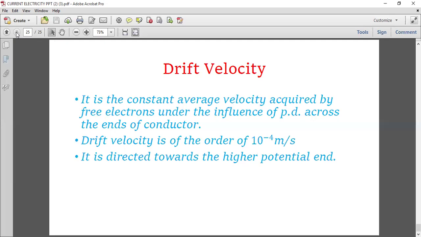In the next lecture, I will begin from the mobility of electrons.